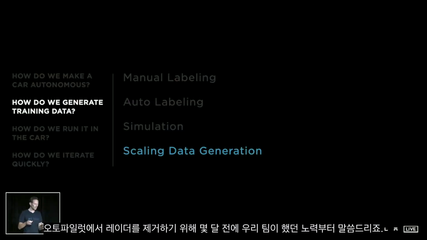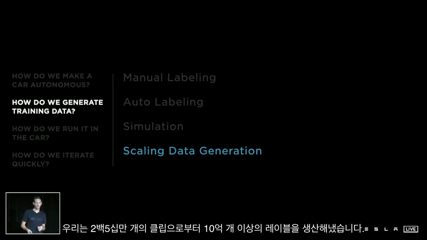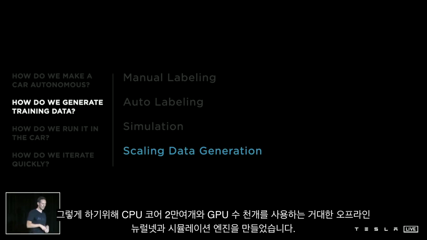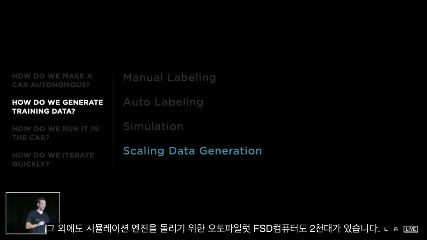In the specific context of the push we went through as a team a few months ago to get rid of the dependency on the radar sensor for Autopilot, we generated over 10 billion labels across 2.5 million clips. To do that, we had to scale our huge offline neural networks and our simulation engine across thousands of GPUs and just a little bit shy of 20,000 CPU cores. On top of that, we also included over 2,000 actual Autopilot full self-driving computers in the loop with our simulation engine. And that's our smallest compute cluster.